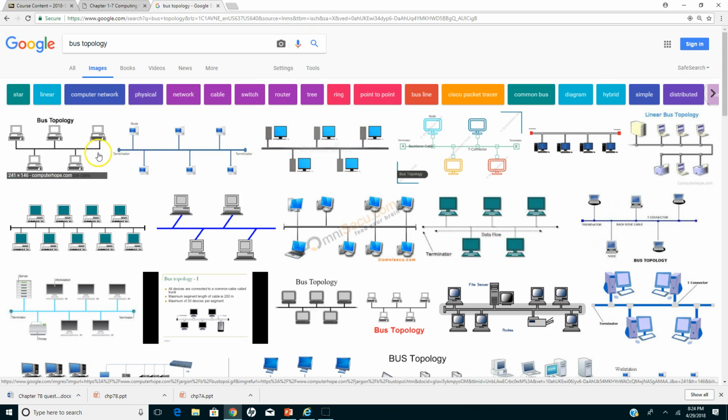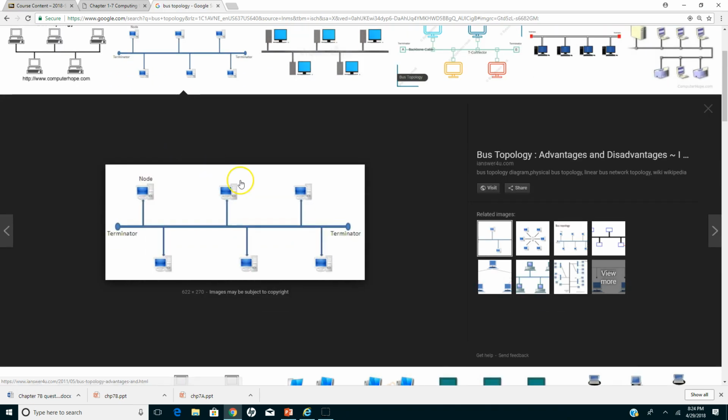Here is the example of a bus topology. The problem with the bus topology is that if this cable was chewed by a mouse, then the whole system is going to have some problems. So this is normally not a good network topology to set up in enterprise environments.